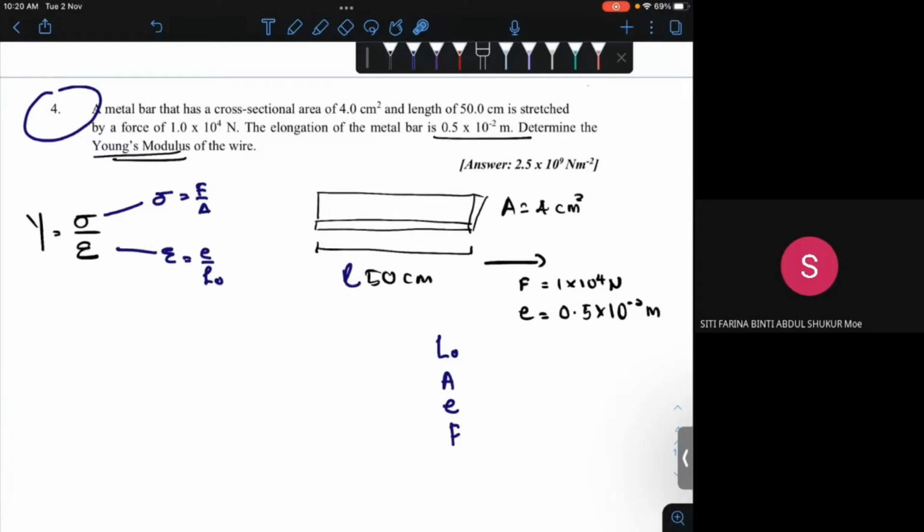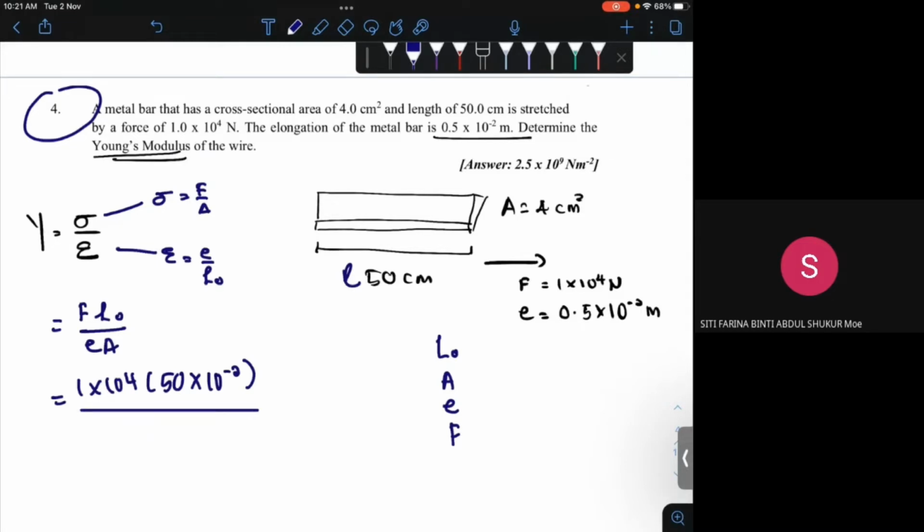I think your issue here is not getting the Young modulus, it is converting your area. When you cannot convert the area correctly, you will not get the Young modulus, because this question is direct: stress over strain. You expand it and get FL0 over EA. Everything is in the question, so the issue is converting units. Force is given as 1 times 10 to the power 4. Length is 50 cm, convert to meter, centimeter to meter, exponent negative 2. Elongation 0.5 times 10 to the power negative 2 is already in meters.